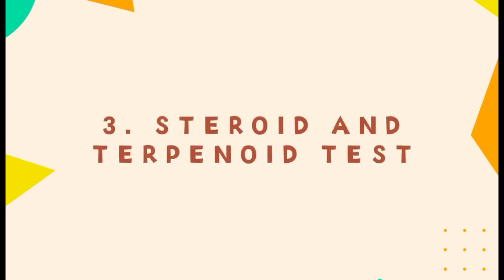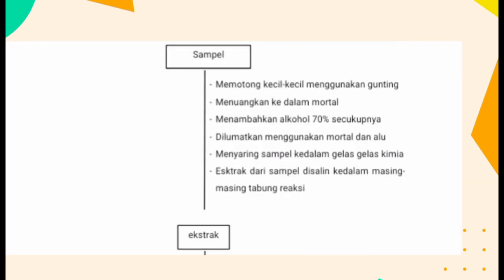The third experiment is the steroid and terpenoid test. First, cut the sample into small pieces using scissors. Put the sample into the mortar, then add 70% alcohol. Then pulverize with a mortar and pestle, and filter the sample into a beaker. Then put the extract of each sample into a test tube.